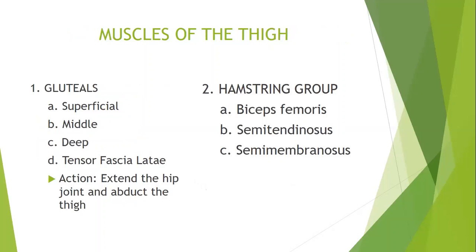Muscles of the thigh, we have the gluteals. They're divided into four: superficial, middle, deep, and tensor fasciae latae. Dogs don't have the gluteus maximus, and you will be surprised where their gluteal muscles are, the placement. And then we have the hamstring group, which is composed of the biceps femoris, semitendinosus, and semimembranosus.